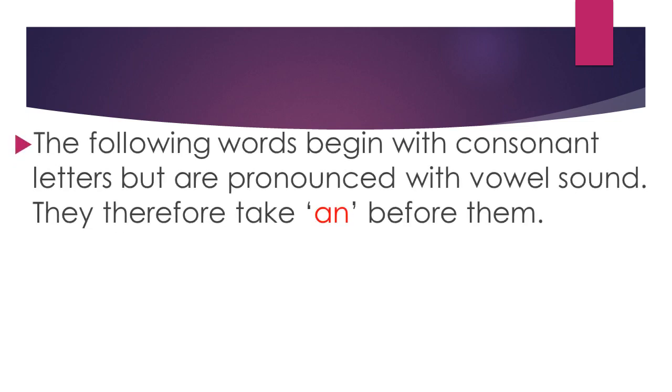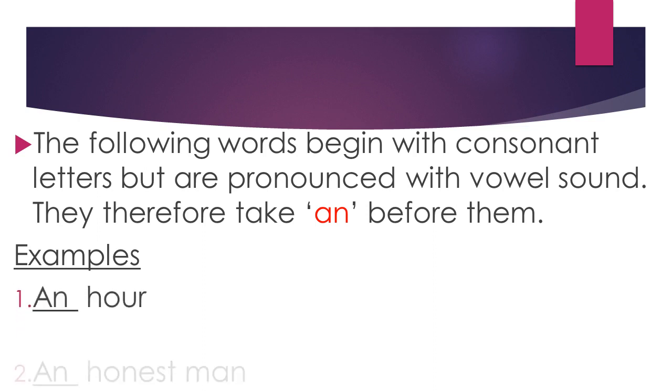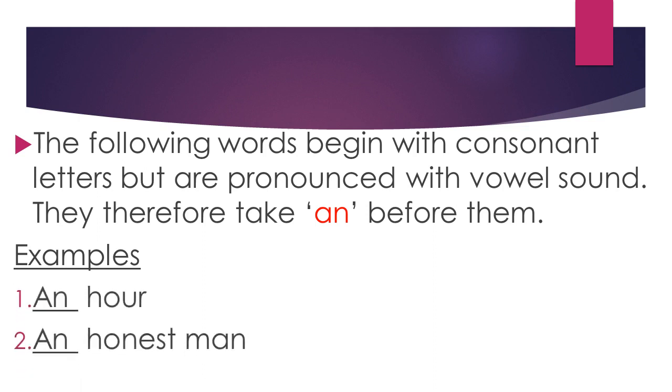The following words begin with consonant letters but are pronounced with a vowel sound. They therefore take "an" before them. For example, an hour, an honest man, an MP. Here we are not saying "a MP" or "a SP", we are saying "an MP".